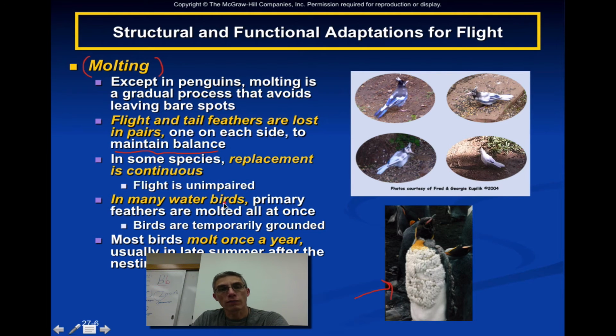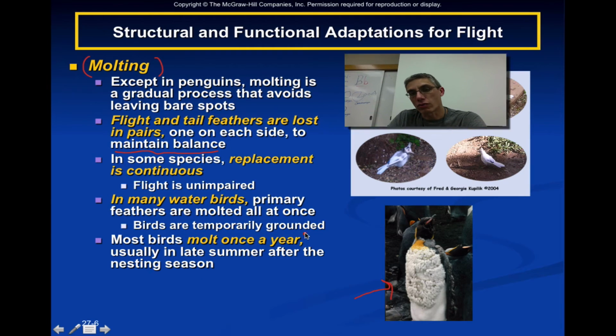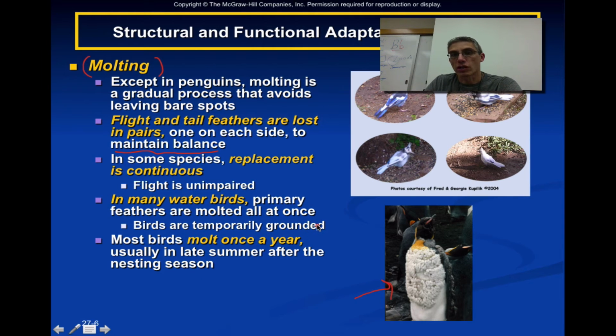Now in some species, replacement is going to be continuous because we need to make sure that the flight is unimpaired. But there's going to be a lot of water birds out there where basically they're going to molt all their feathers at once, and these are going to temporarily ground the bird. In other words, the bird's not going to be able to take flight, which could possibly open it up to predators. And so a lot of times during this time you'll see a large group of water birds that will stay very close together in a way to protect themselves.